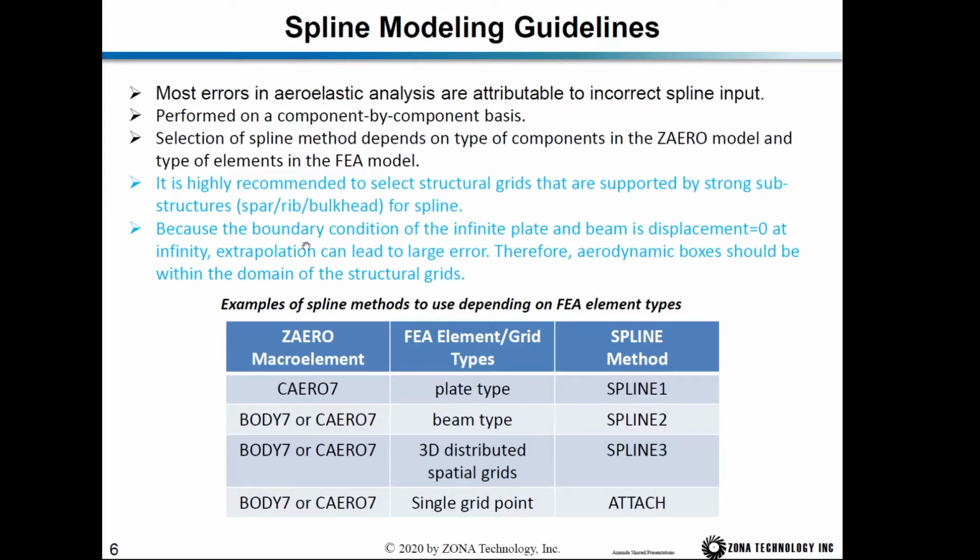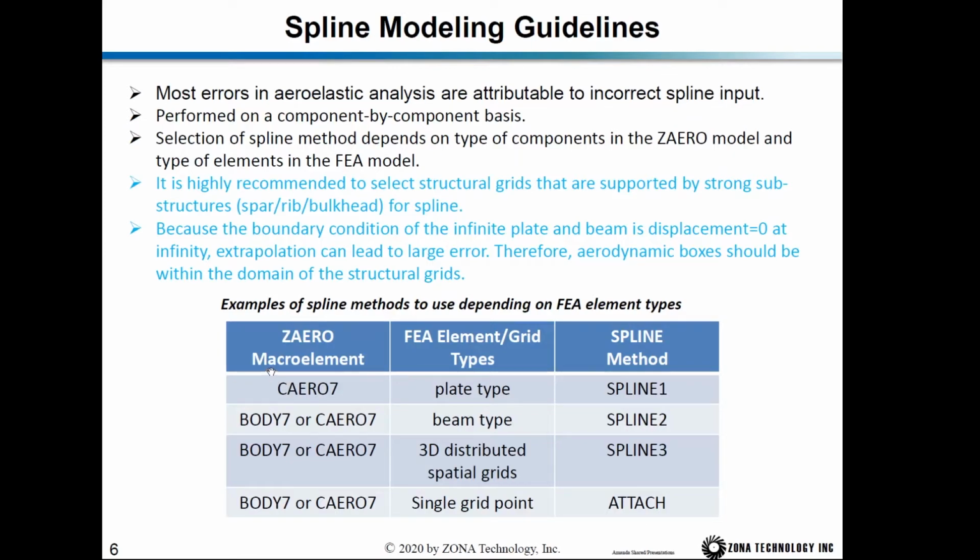And also, because of the boundary condition of the infinite plane, where its displacement is 0 at infinity, extrapolation can lead to large error. Therefore, the aerodynamic box should be within the domain of the structural grid points. And so let me give you one example.